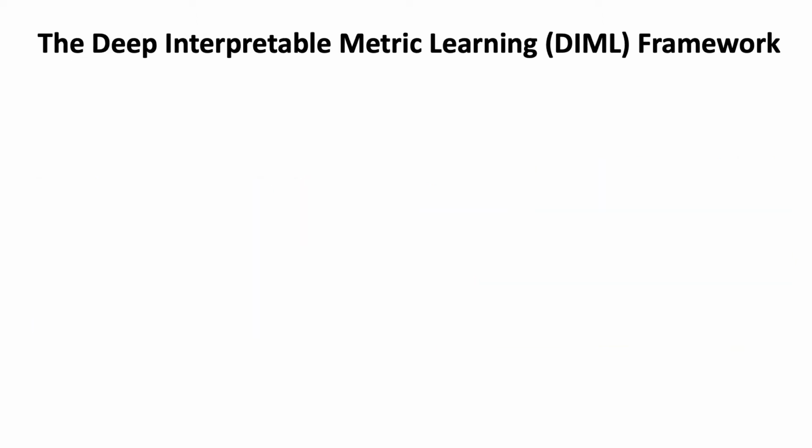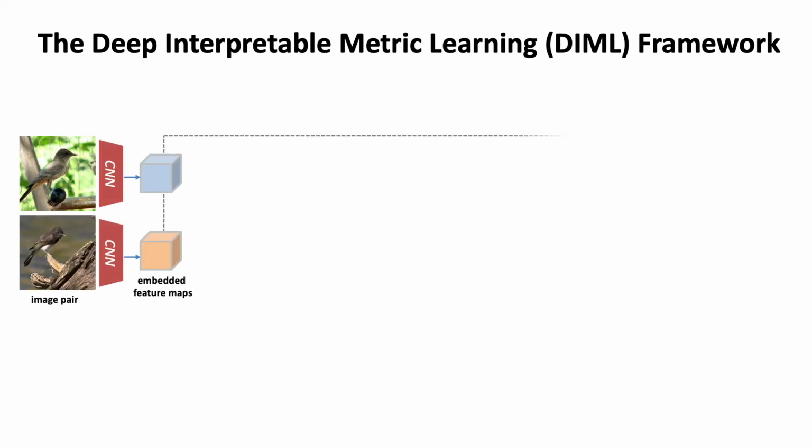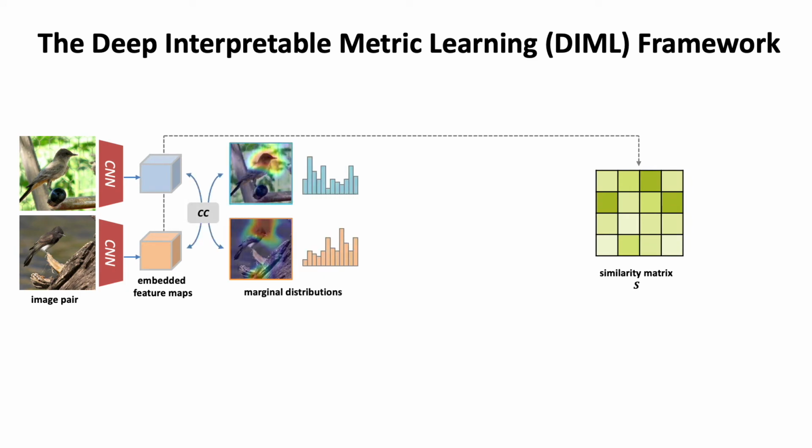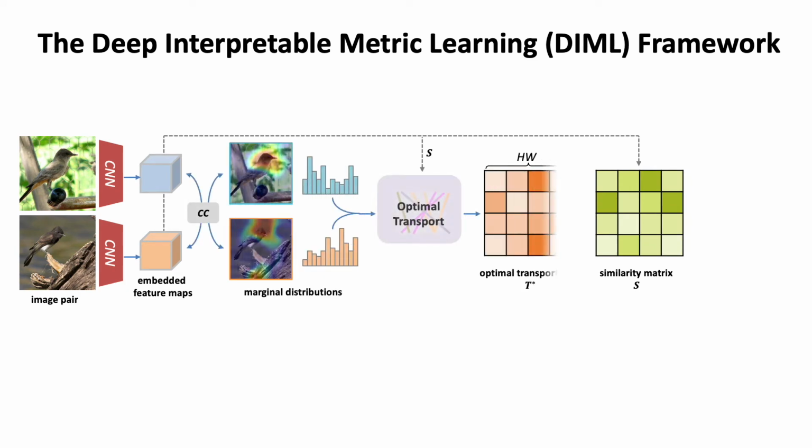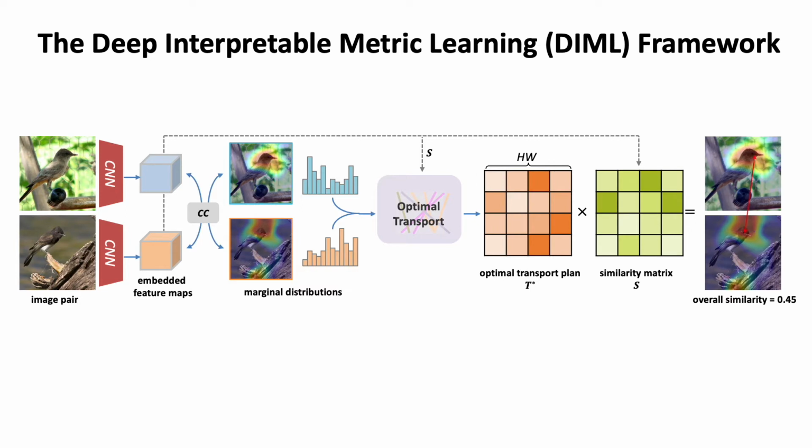Now we show the overall framework of the proposed Deep Interpretable Metric Learning, DIML. The feature maps extracted from the backbone CNN model are further fed into the cross-correlation module to compute the marginal distributions. The optimal transport plan is then obtained using the marginal distributions and the similarity matrix. Our framework decomposes the visual similarity to partwise similarities and their contributions, which enable us to interpret and analyze how a deep model distinguishes two images.